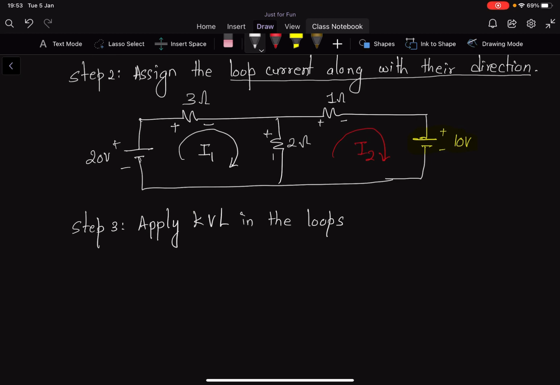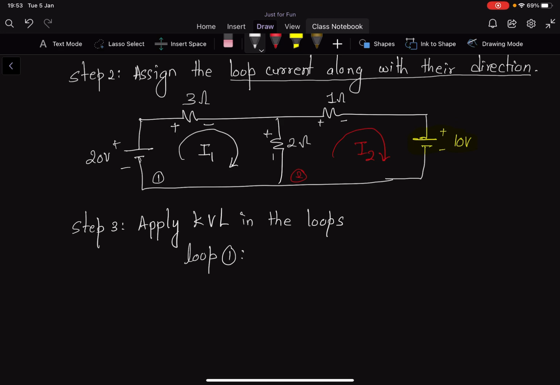Since we have two loops, loop 1 and loop 2, we have to apply KVL 2 times in 2 different loops. So I'm going to do this one by one. So applying KVL in loops, first I'm going to say loop 1.